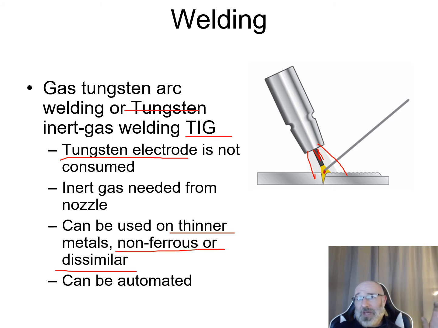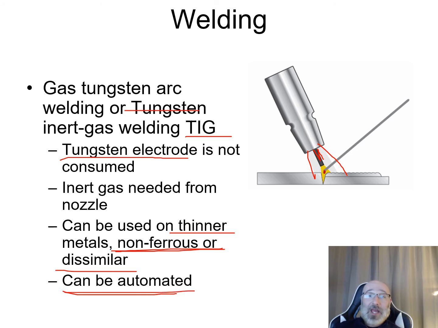So that's the benefit. Whereas MIG, you might be able to tweak the settings enough to be okay and get some decent welds. But if you've got some really thin stuff you're dealing with or non-ferrous metals, then this TIG welding might be a better application. It can be automated, and that's great in a manufacturing setting.